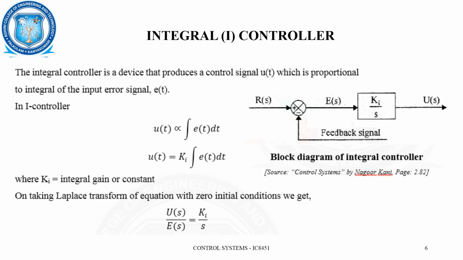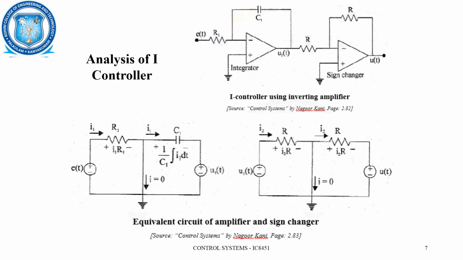Next, let us consider the integral controller. The integral controller is a device that produces a control signal which is proportional to the integral of the input error signal. So let us consider U of t is proportional to the integral of E of t into dt. So replacing the proportionality, we have Ki, that is integral gain. And taking the Laplace transform, we get U of s by E of s is equal to Ki divided by s.